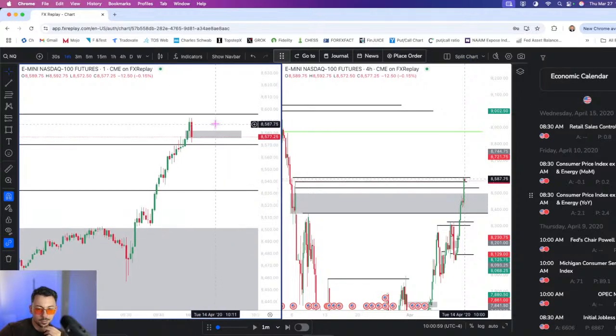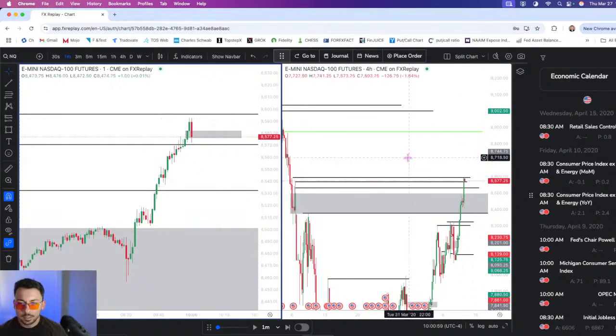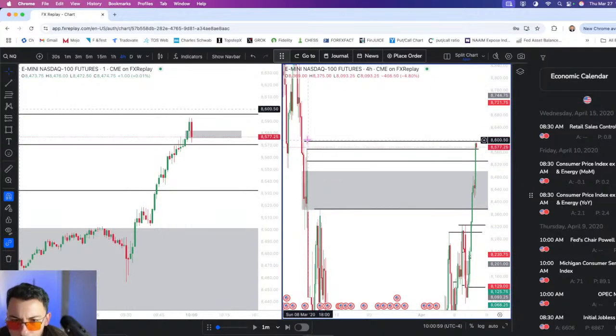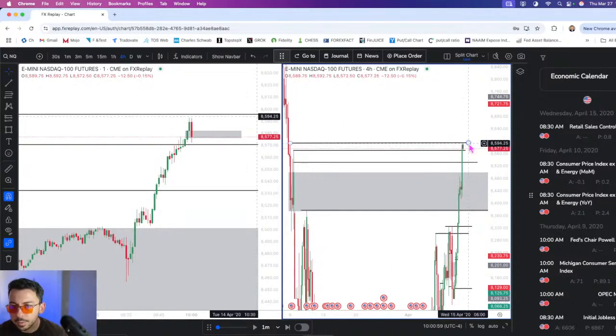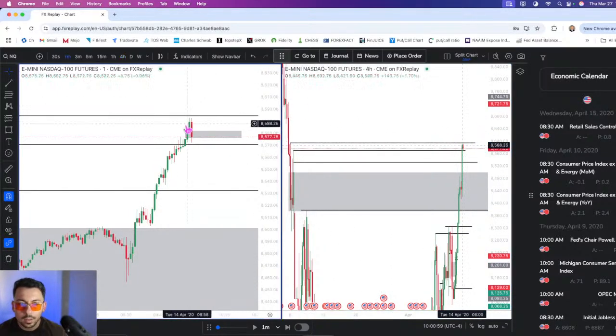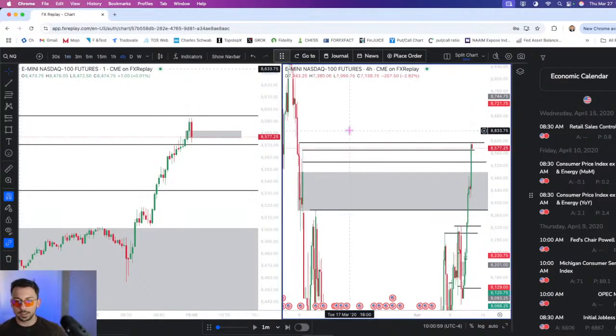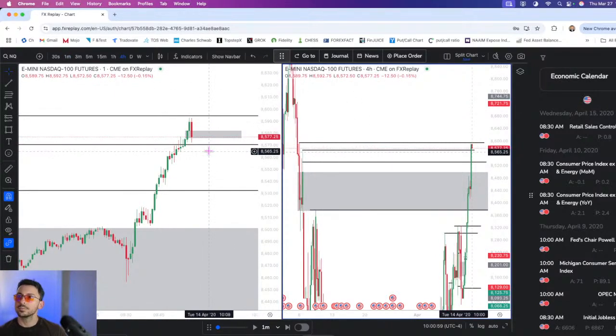What do you guys think? Is this a good short? Wait, why is it not going to the right spot? Okay, so we missed this high by a tick. Do you guys think this is a good short to take? What do we think?